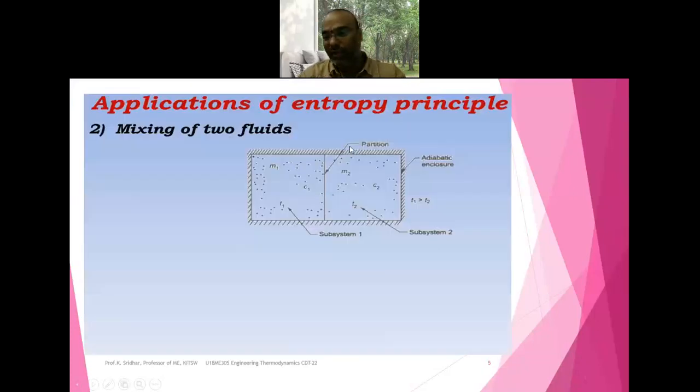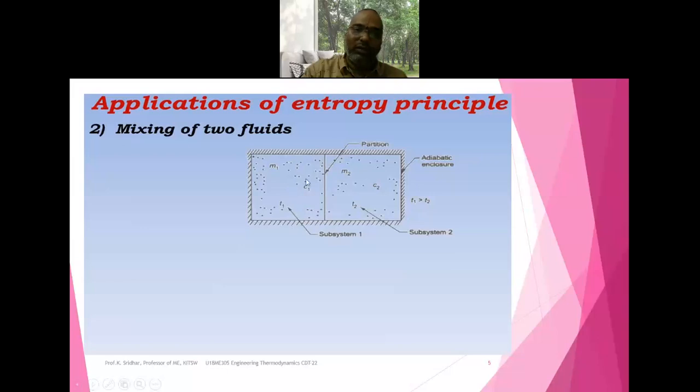Now let us go to the second example, that is the mixing of two fluids. Our intention is to prove that mixing of two fluids leads to an irreversible process, and for an irreversible process we have to prove that dS of the universe is greater than 0. For that, we have taken an adiabatic container; the hatched portion represents adiabatic, so there is no heat transfer. In between we have one partition wall, separating these two gases.